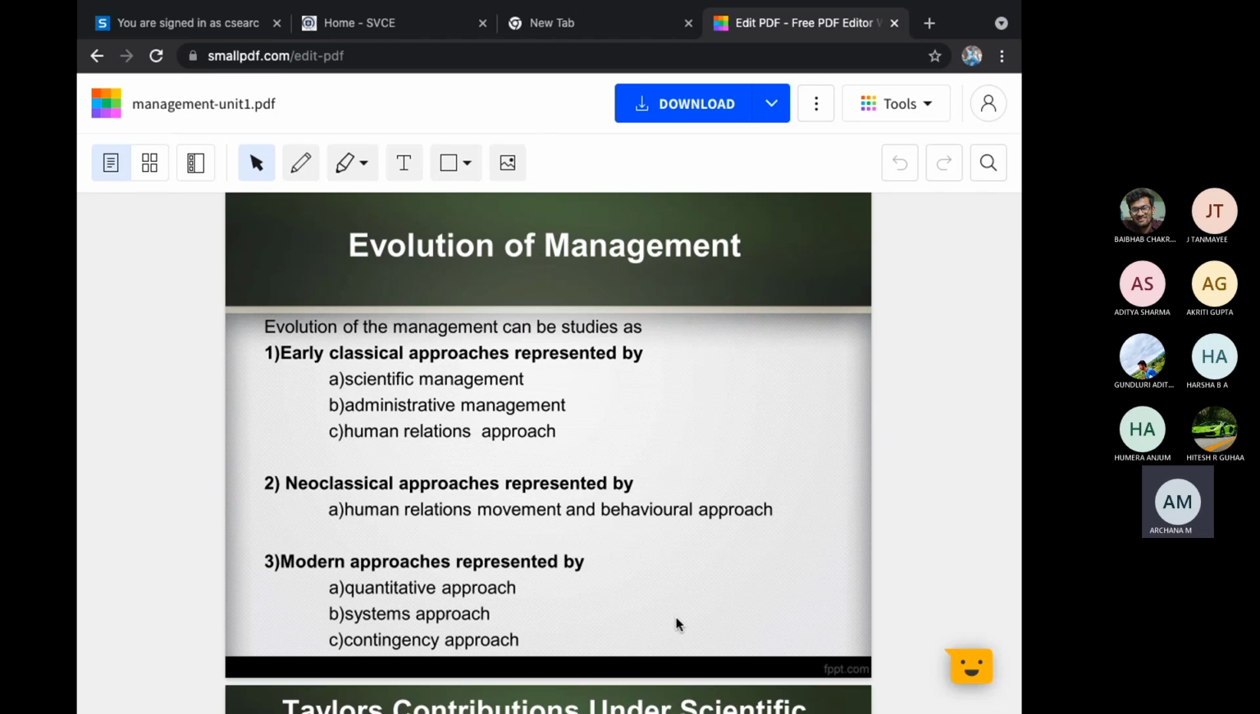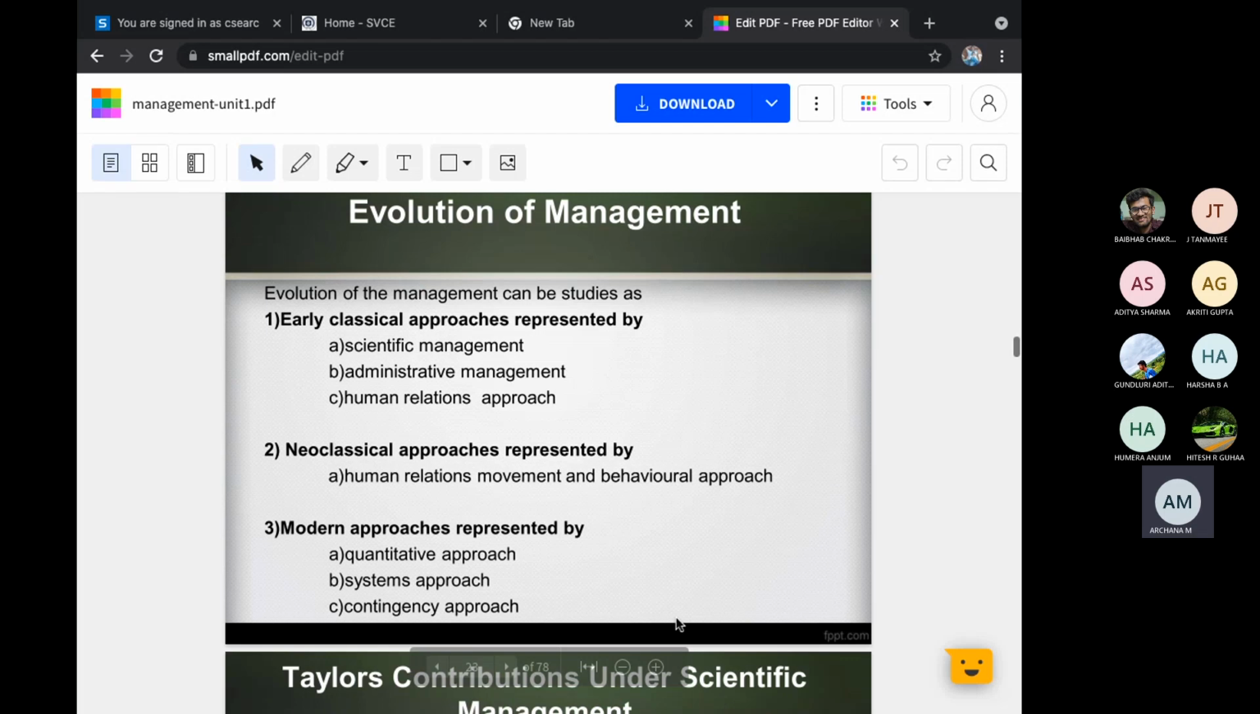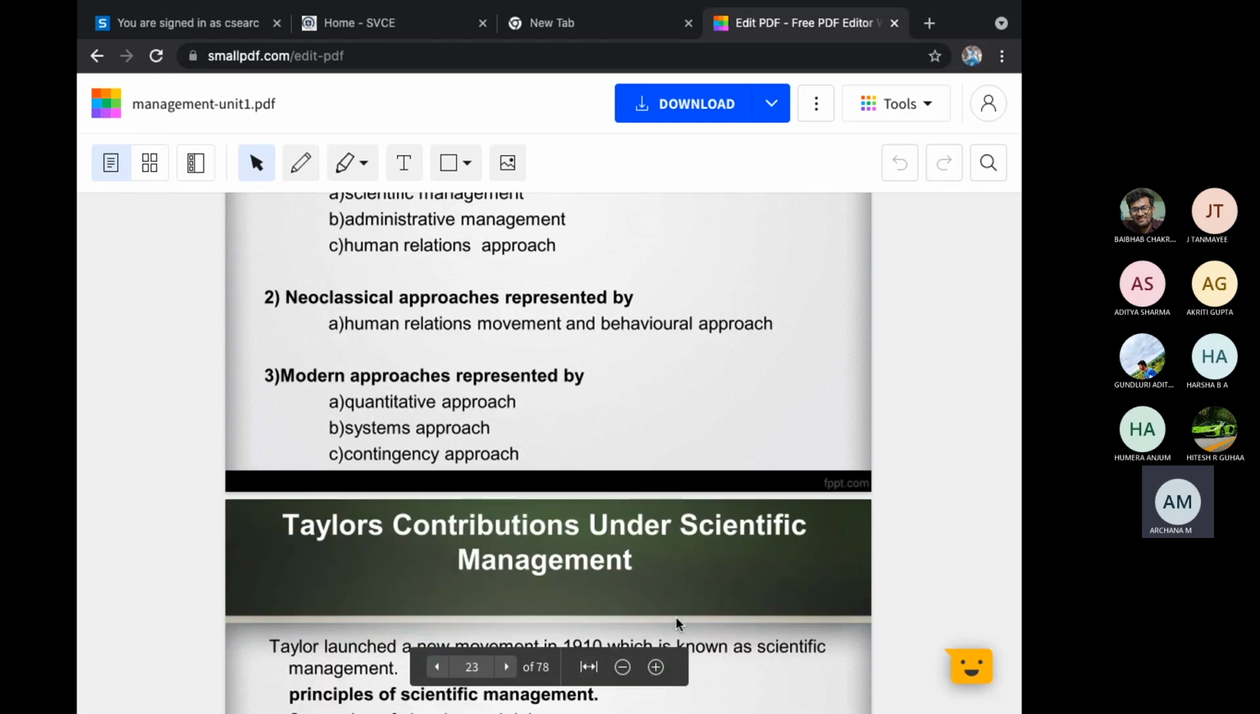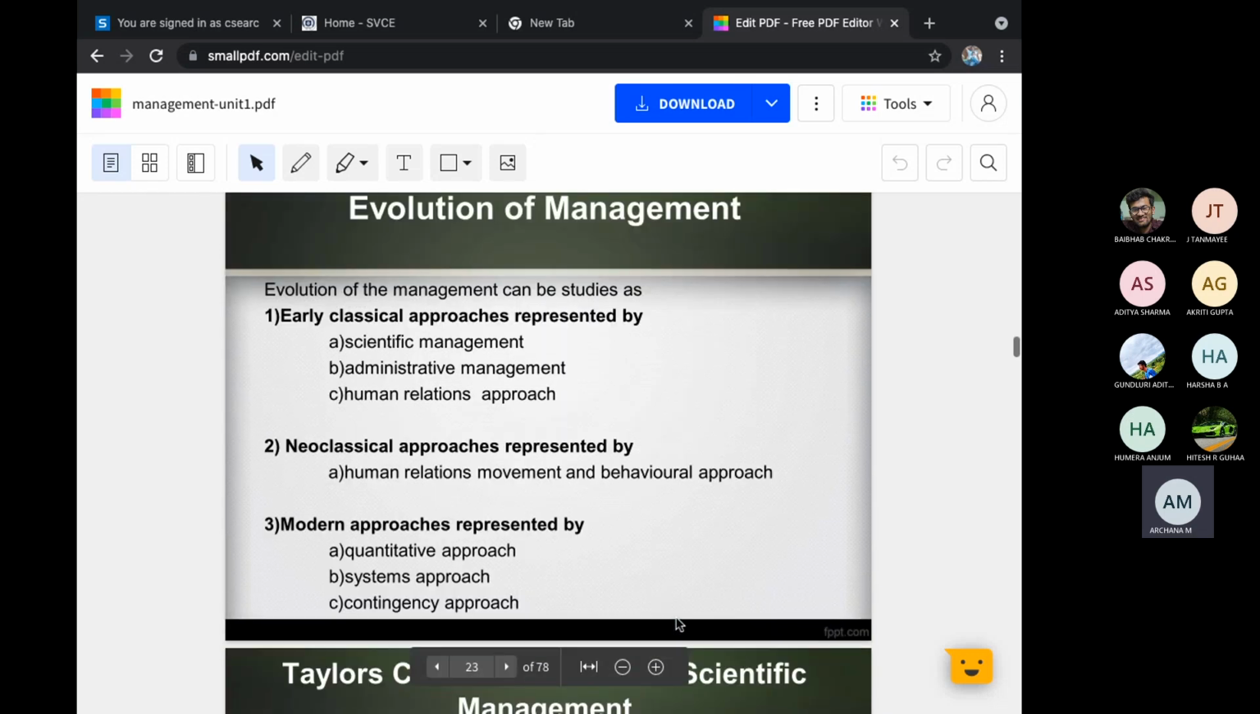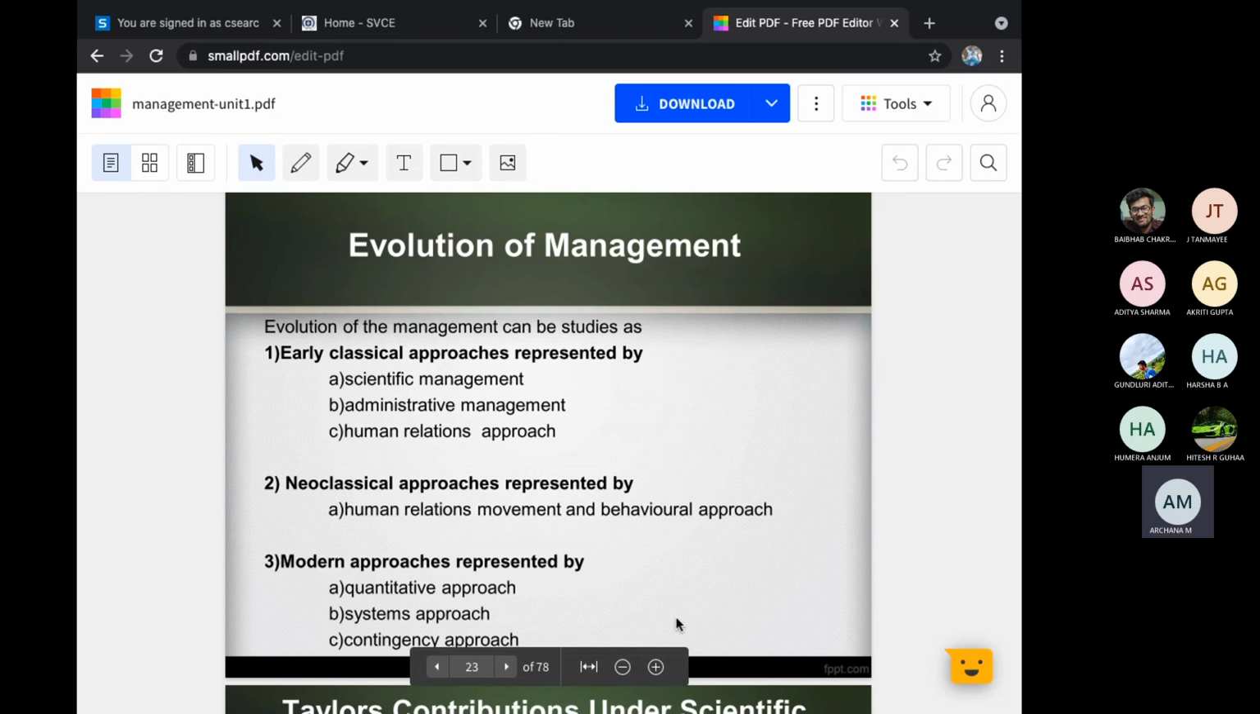Important from an academic point of view, that is, for your theoretical concepts. In this evolution of management, we have two very important theories, and each theory will be asked for 12 marks minimum. They are very big theories. You people have to study that now.